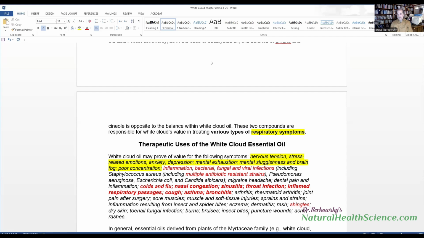But it does have a lot of skin symptoms as well. So you have, for instance, skin inflammation resulting from insect and spider bites, eczema, dermatitis, inflammation of the skin, rashes, shingles, dry skin, toenail fungal infection, burns of the skin, of course bruises, bruising of the skin, insect bites of the skin, puncture wounds, acne, and rashes again. I guess that's a redundancy. So basically here again, what we have is another major reaction area. Skin, lungs.